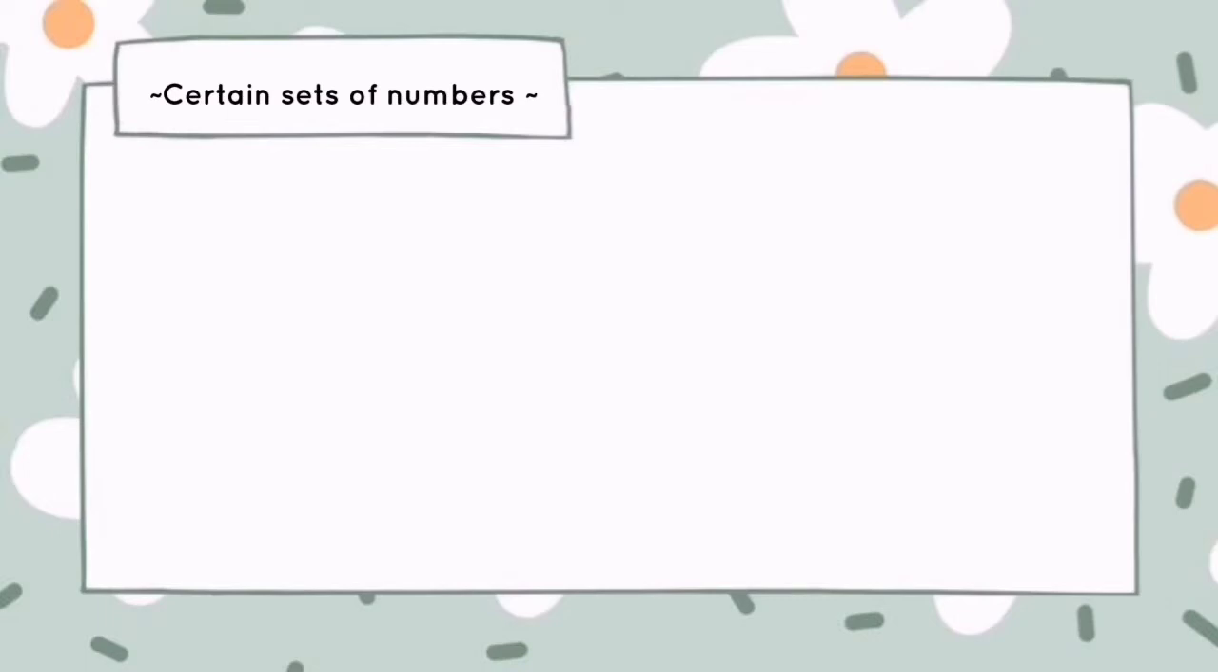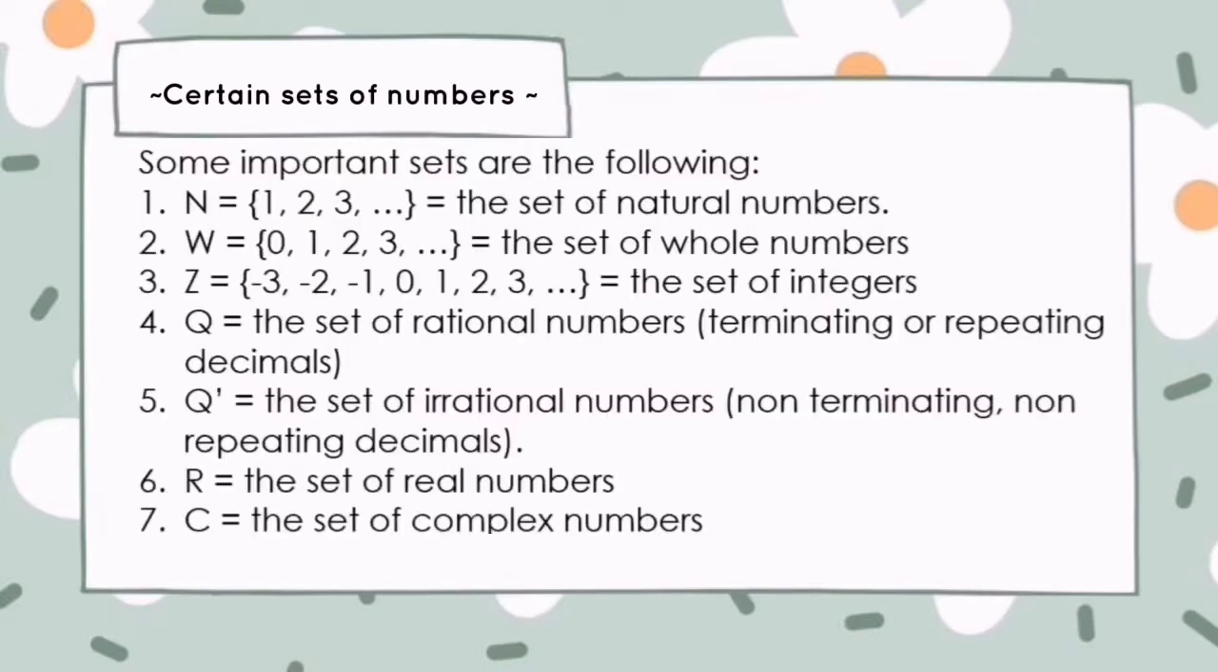Certain sets of numbers. Here are some important sets. N is the set of natural numbers. W is the set of whole numbers. Z is the set of integers. Q is the set of rational numbers or terminating or repeating decimals. Q prime is the set of irrational numbers, non-terminating or non-repeating decimals. R is the set of real numbers. And C is the set of complex numbers.